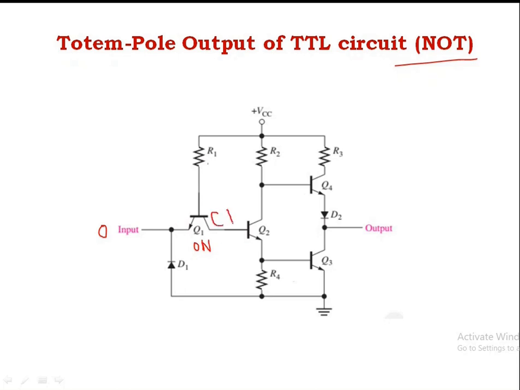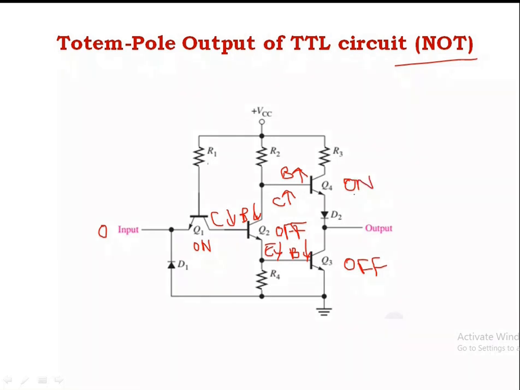Now you can see 0 means the first transistor is on. On means the collector is low. The base is low for Q2, and base low for Q2 means transistor 2 is off. If transistor 2 is off, the collector is high and the emitter is low. For the third transistor, the base is low. For the fourth transistor, the base is high. Since the base is low for the third transistor, it is off, and the base is high for the fourth transistor, so it is on.